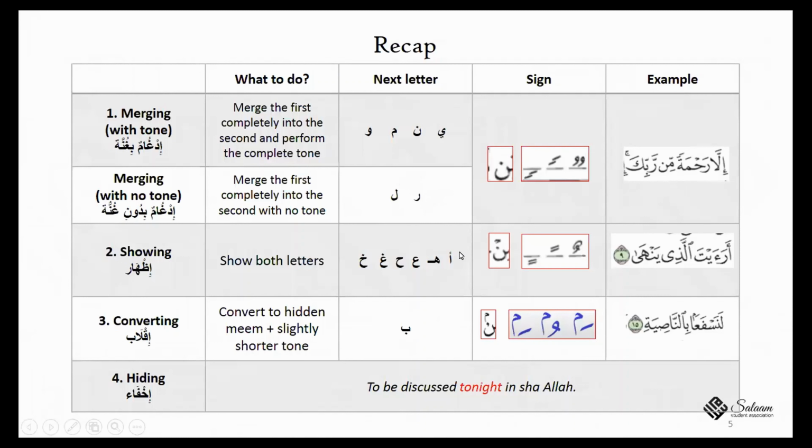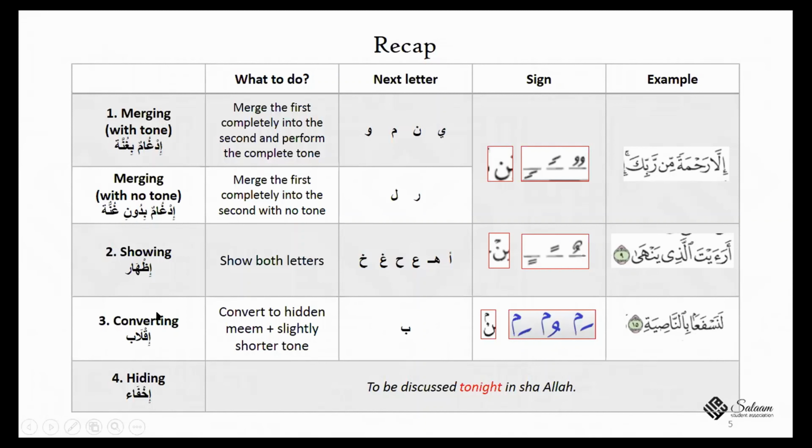The second one is showing, which has six letters: hamza, ha, ain, ha, ghain, kha. It will be written this way. The tanween and the stable noon will be written this way, and we will show the noon completely. No gunna and no extra gunna in the noon, and no merging and nothing. We show the noon completely when we have one of these six letters after. Like here, أرأيت الذي ينهى. So say the noon completely and then say the next letter.